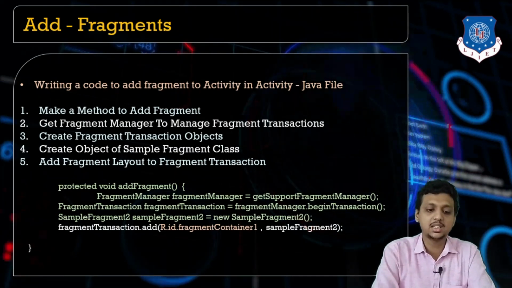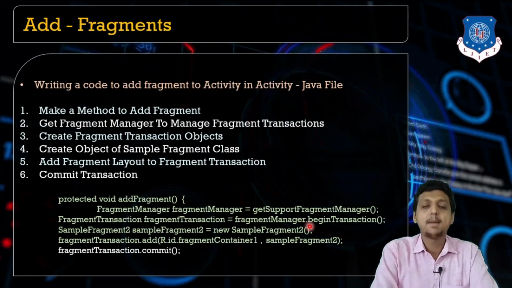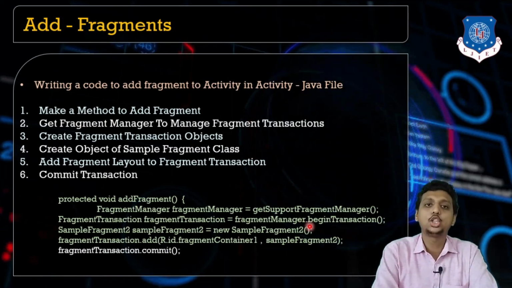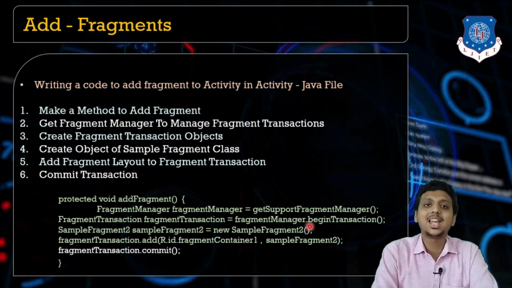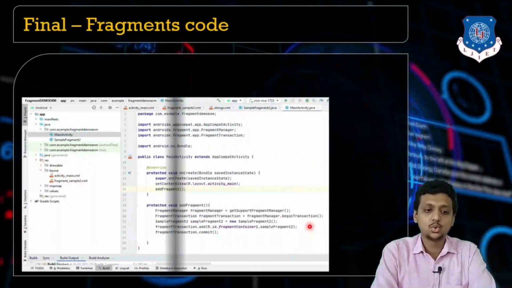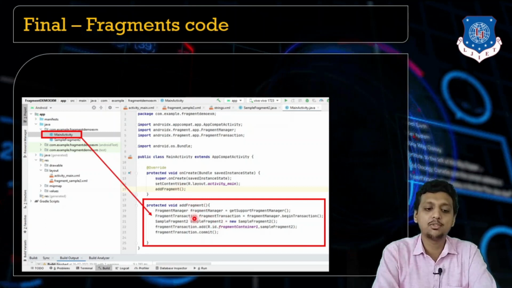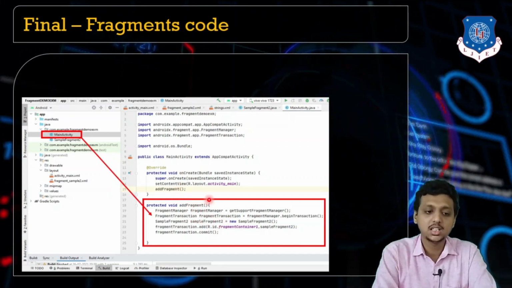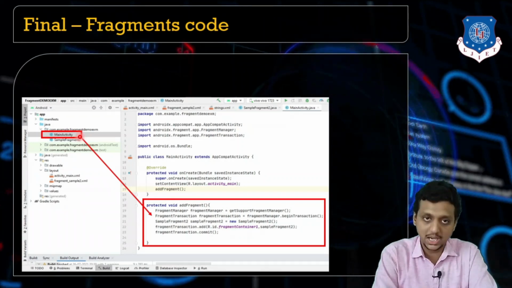And the last method is to commit the transaction. By committing the transaction, you can complete your fragment transaction. So this is how, students, you can add a dynamic fragment. This is your final transaction code. This is your void addFragment method, and it should be written over here in the MainActivity.java file.